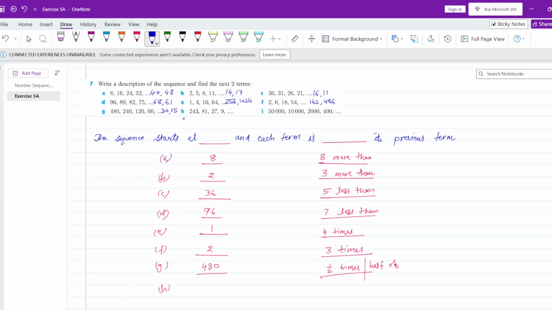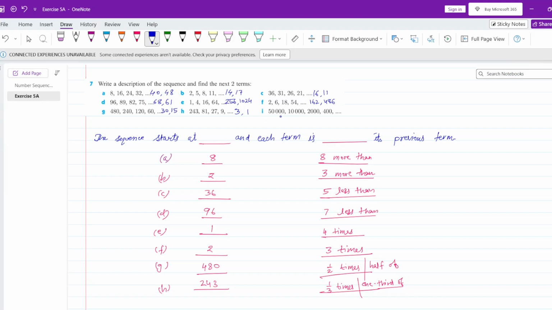H. 243 divided by 3 is 81, divided by 3 is 27, divided by 3 is 9, divided by 3 is 3, divided by 3 is 1. So we can say the sequence starts at 243 and each term is 1 by 3 times its previous term, or 1/3 of its previous term.